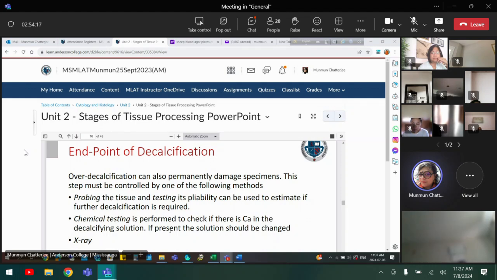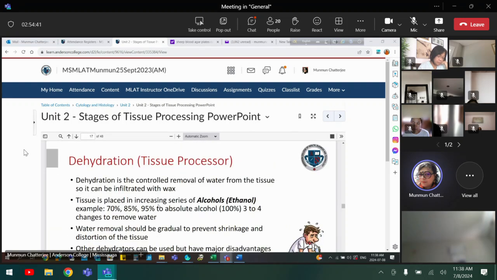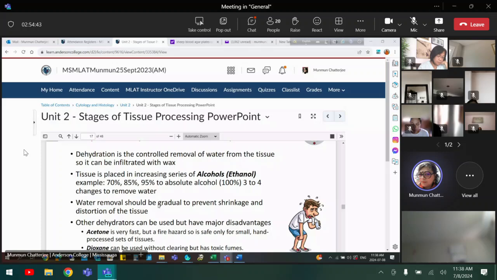So you are checking the decalcifying solution by X-ray to see if there is any calcium. If there is calcium, you can change it. That means the solution has already worked and the calcium has come out from the tissue, so you can change that one, not keeping it for a long time. X-ray can tell you whether there is calcium in the tissue or not.